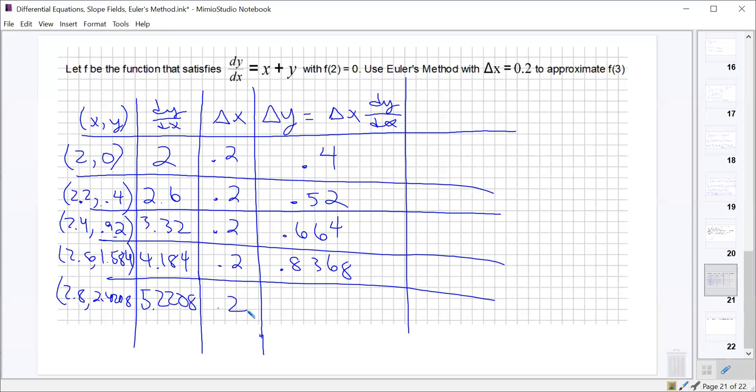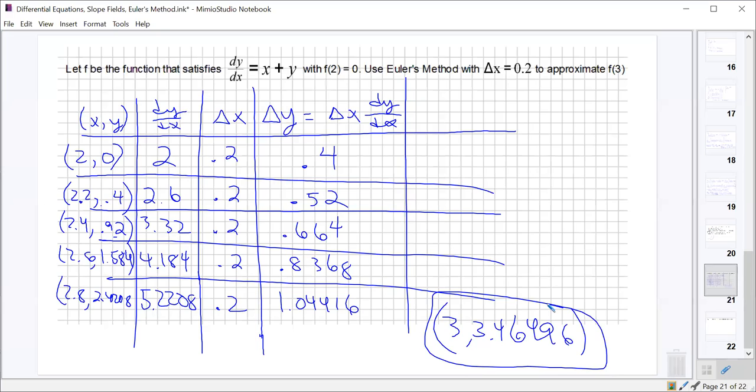And there's a 0.2 still. Multiply that by 0.2. What do we get? 1.04416. And now we are at our last value, which should give us 3, comma, 3.46496. And that is Euler's method. There's not really all that much to it.